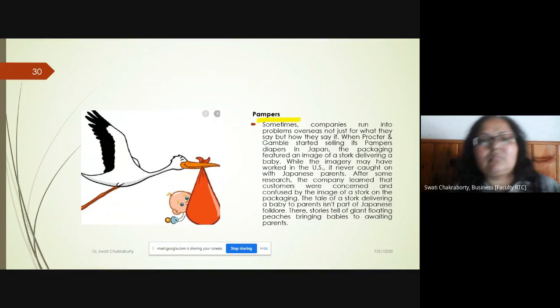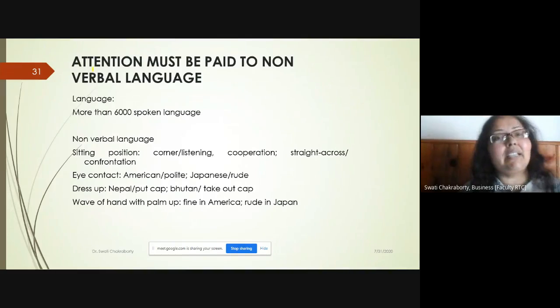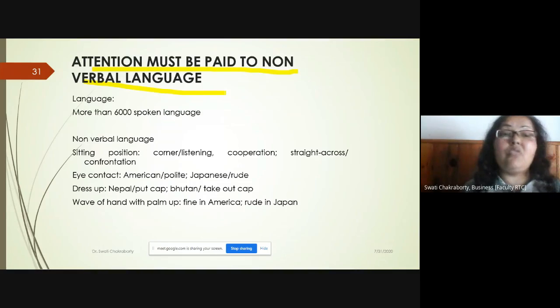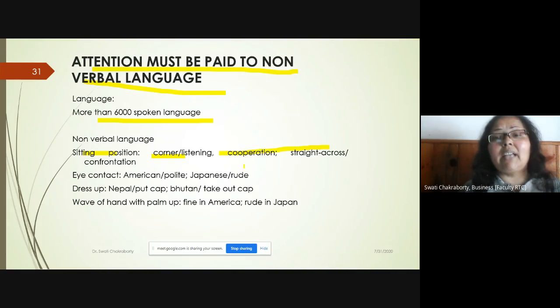Initially they would make mistakes and then they would rectify them. So attention must be given to non-verbal language. Non-verbal language is more powerful than verbal language, right? Worldwide there are 6,000 spoken languages, but non-verbal language covers sitting position, listening, cooperation, a straight or cross confrontation, and eye contact, right? Eye contact in America is polite. In Japan it's considered rude.